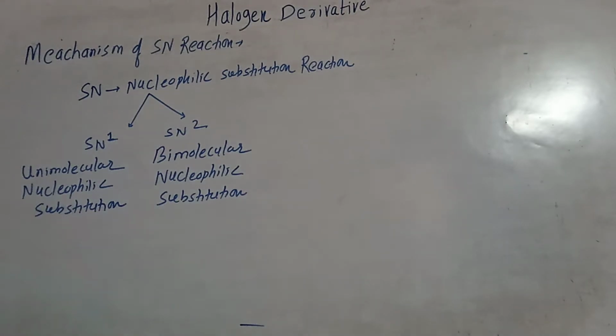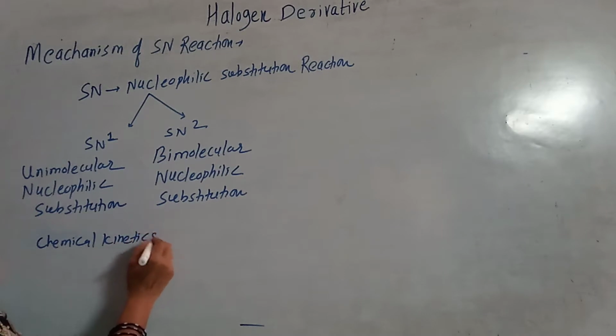It is observed by the chemical kinetics that the SN1 reaction is a unimolecular nucleophilic substitution reaction. So what is chemical kinetics? Chemical kinetics is a branch of science that deals with the rate of the reaction.